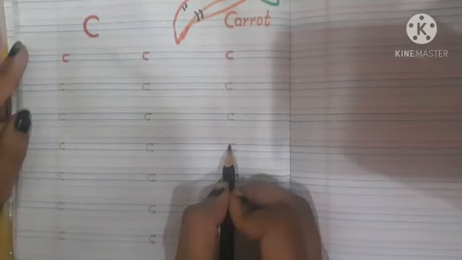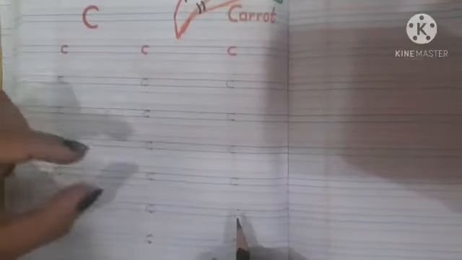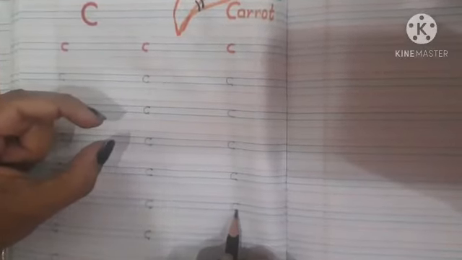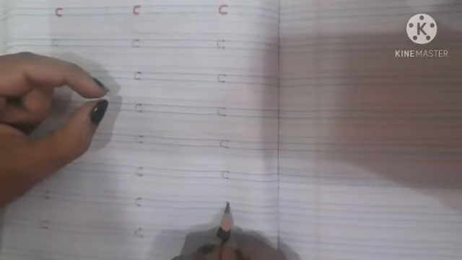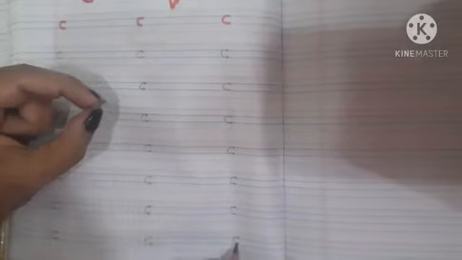Carrot. C. Small c. Small c. Remember this, first you have to sharpen your pencil. Okay. C. Carrot. C.